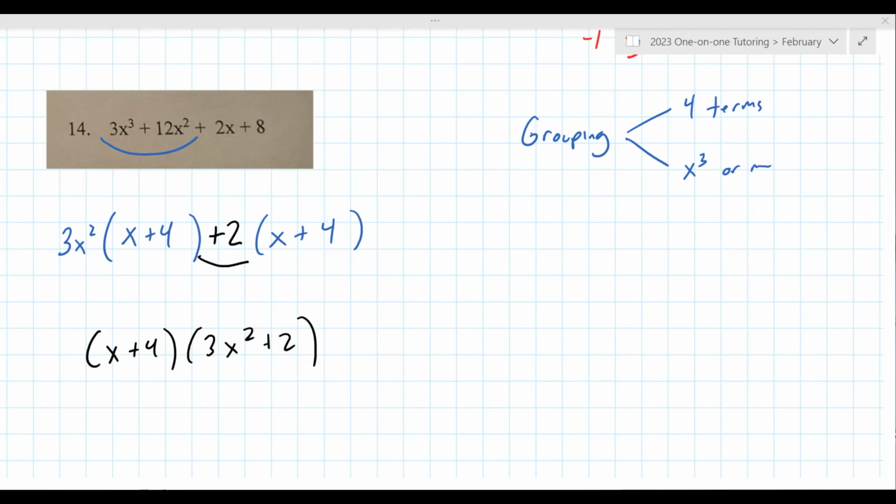All right, so it looks like you do not need help with 15. 16 is the next one that I'm seeing. Is that right? Yeah.